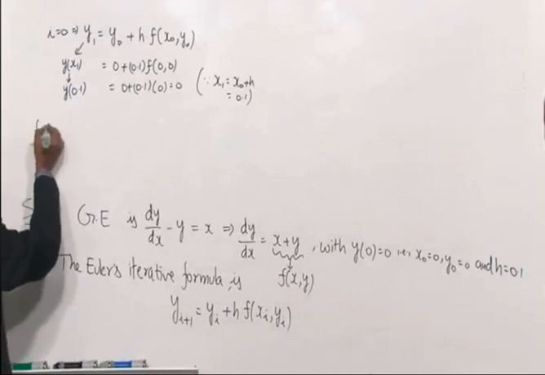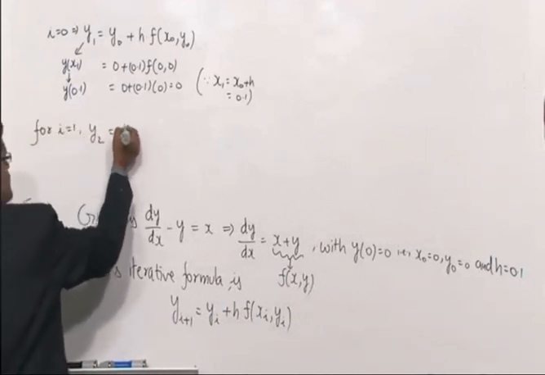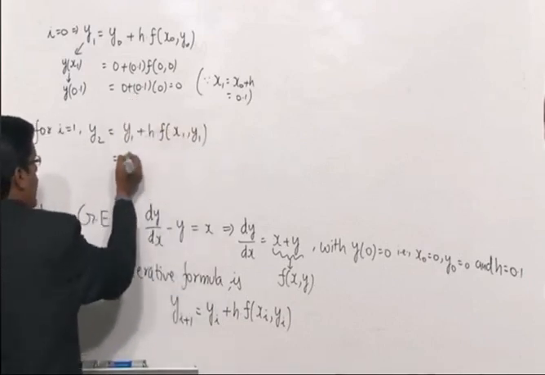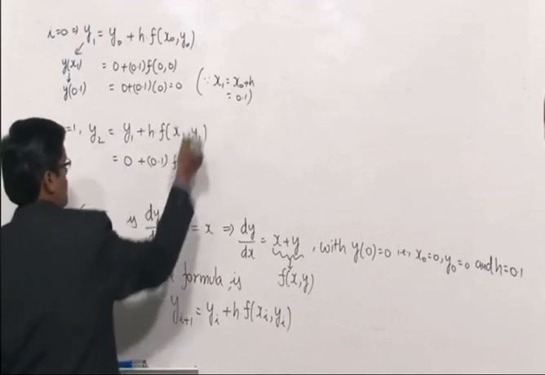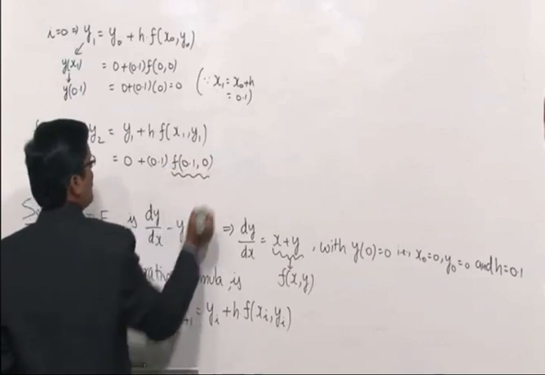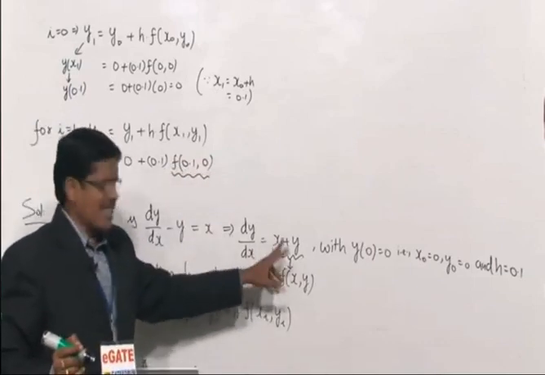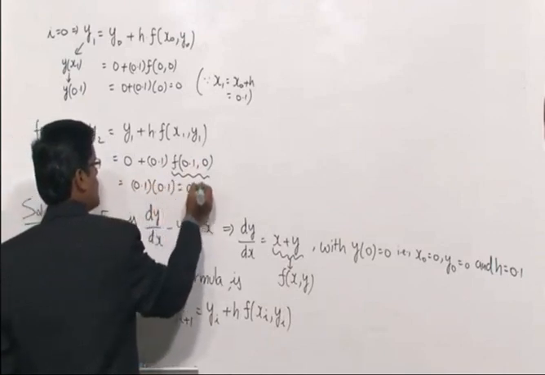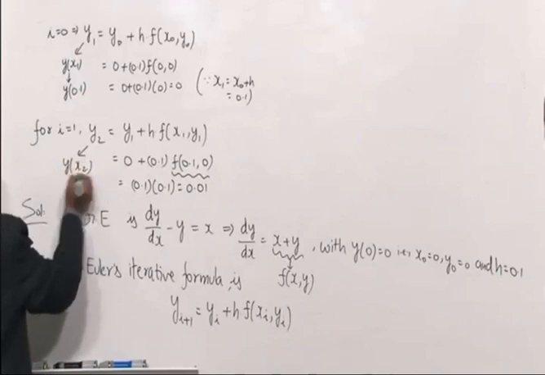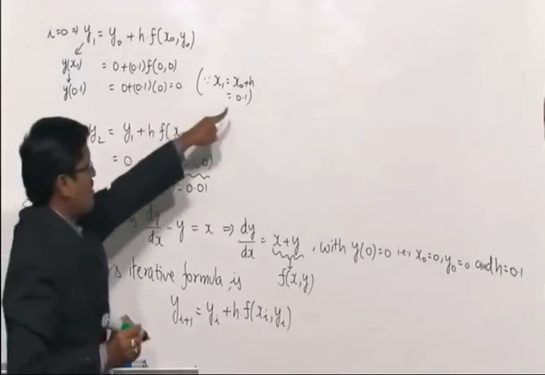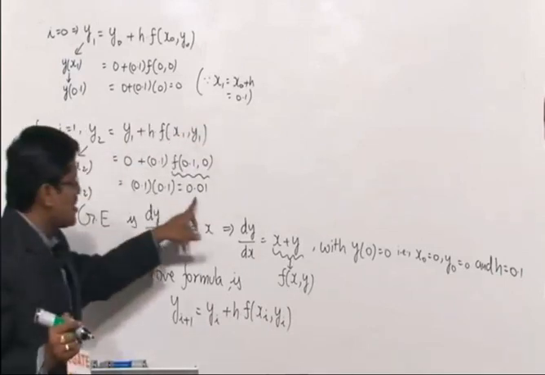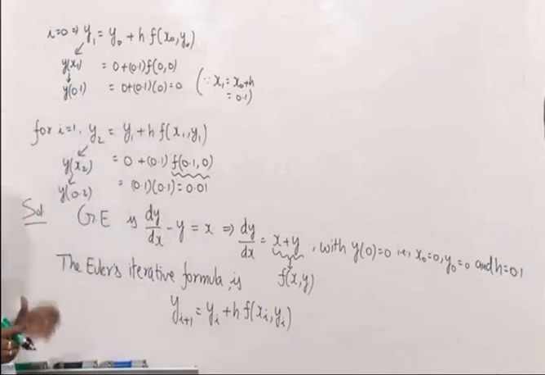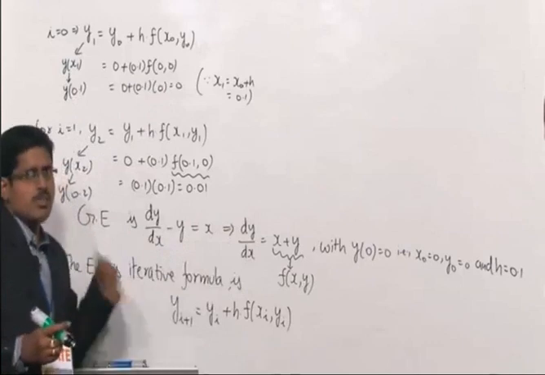Now, for i is equal to 1, y2 is equal to y1 plus h times f of x1 comma y1. The y1 we just evaluated is 0, h is 0.1, x1 is 0.1, y1 is 0. What is the meaning of f of 0.1 comma 0? In f of x comma y, that is x plus y, add these values. So this simplifies to 0.1 into 0.1, that is 0.01. What is x2? x1 plus h, that is 0.2. So 0.01 is the value of y at x is equal to 0.2, and 0 is the value of y at x is equal to 0.1. But where do we have to find? At 0.3. That means we need one more iteration.